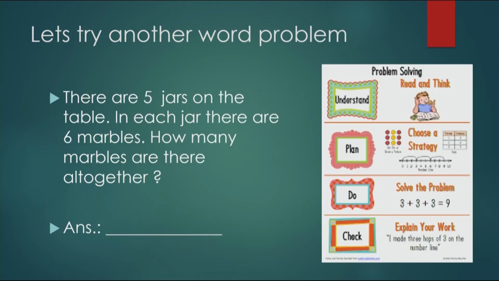Let's try another one. Get ready your paper and pencil. I will read it to you. There are five jars on a table. In each jar, there are six marbles. How many marbles are there all together? Remember, understand, plan, do, and check your answer. The answer is 30. Tell your mom how you did it.